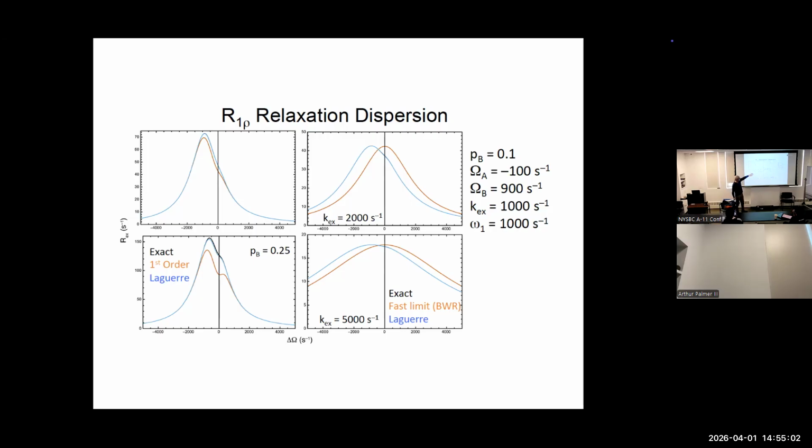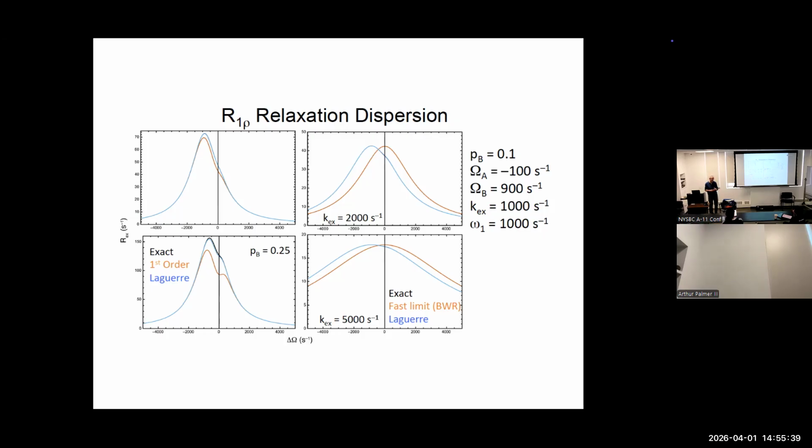What's shown over here is the fast limit result. The fast limit result is always centered on the average chemical shift, which I set to 0. But here you can see the maximum is the minor chemical shift, the invisible state. And even if exchange gets pretty fast, there's still an offset. It's still possible, even for relatively fast exchange, to see the offset towards the minor state.